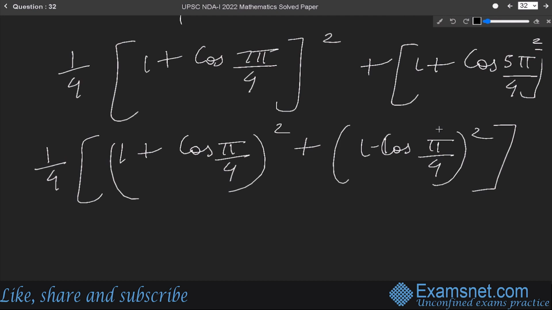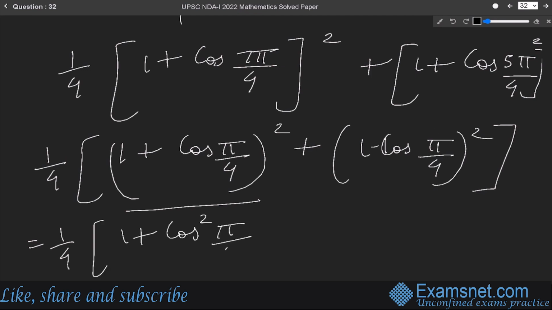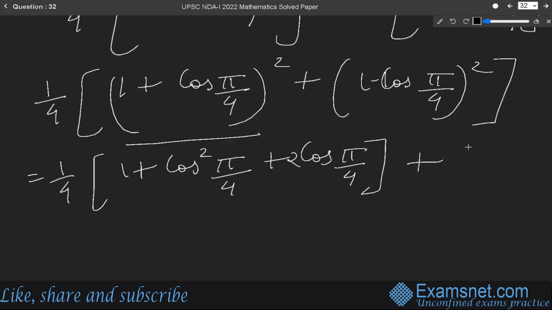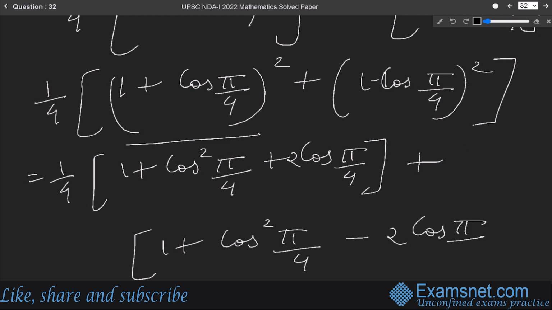Now further solving it by the formula (a plus b) whole square, we will get 1 by 4 times (1 plus cos square pi by 4 plus 2 cos pi by 4) plus, solving for (1 minus cos pi by 4) whole square, meaning (a minus b) whole square, we will get 1 plus cos square pi by 4 minus 2 cos pi by 4. Now you can see that here there is plus 2 cos pi by 4 and here there is minus 2 cos pi by 4. So these both terms will be cancelled.